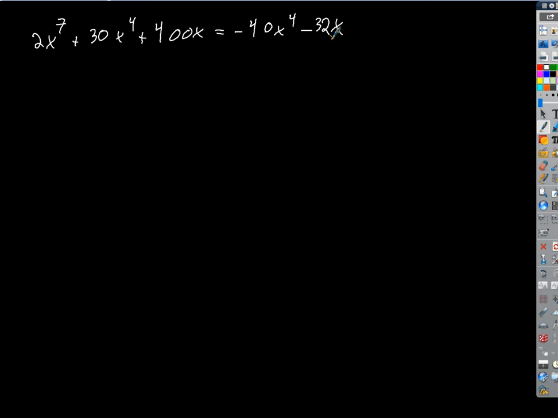Okay, same as before, push everything to one side, right? And that gives us 2x to the 7th plus 70x to the 4th plus 432x equals 0. There we go, that's better. Okay. Now what?